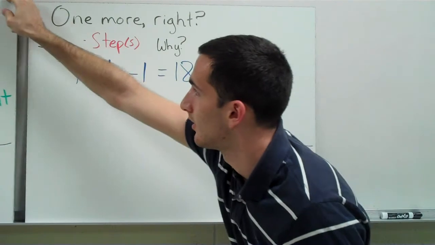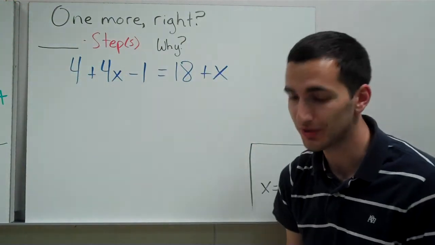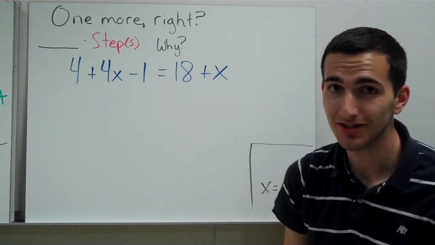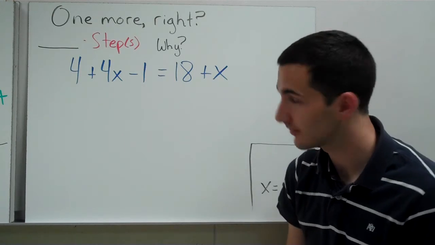All right. One more, right? That's correct. We've done a one-step equation. We've done a two-step equation. And you can probably guess that this is going to be a multi-step, but we want to know how we know, not just guess. Okay?